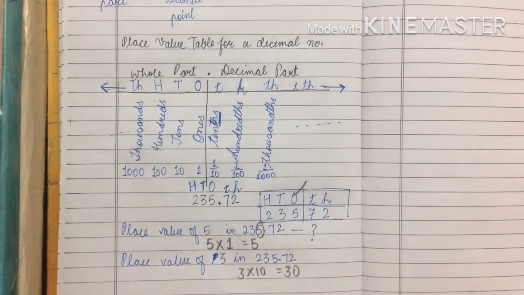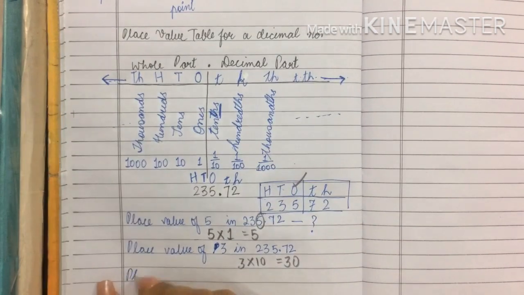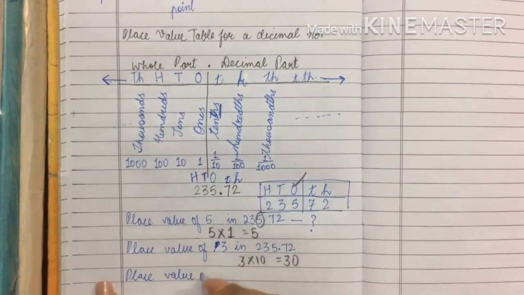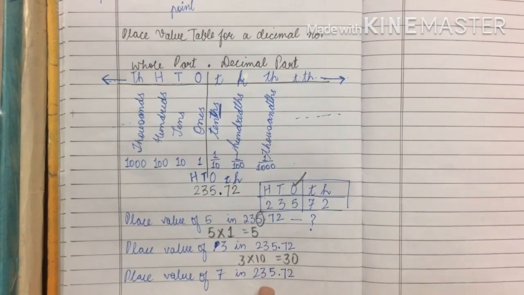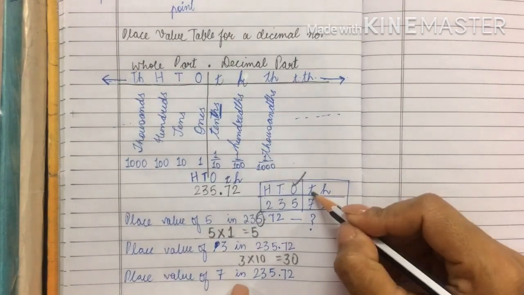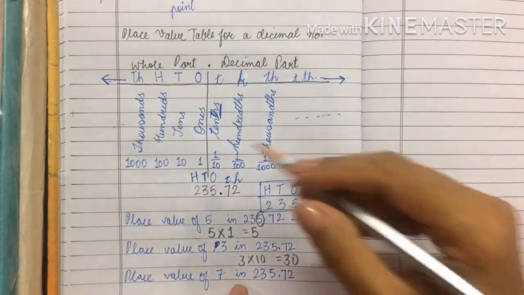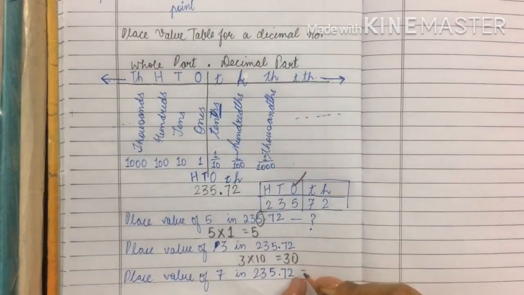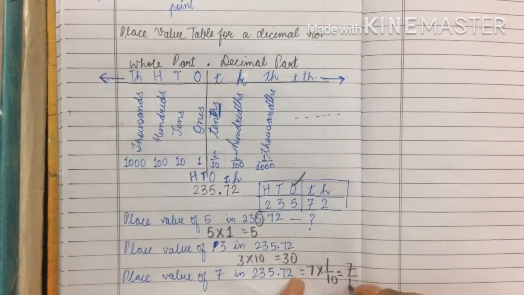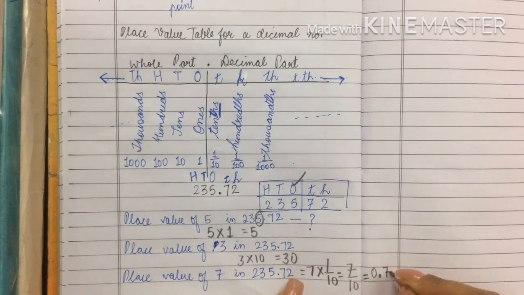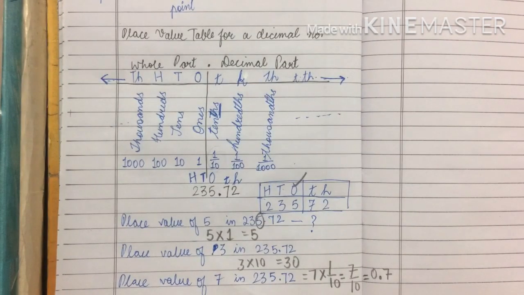Now if we had to find out the place value of 7 in this decimal number, this will be given by 7 multiplied by its place. So 7 is at the tenths place. The tenths place is written as 1 by 10. So the answer for this will be 7 multiplied by 1 over 10, and this will be 7 over 10. You could also give the answer as a decimal number. This will be 0.7.